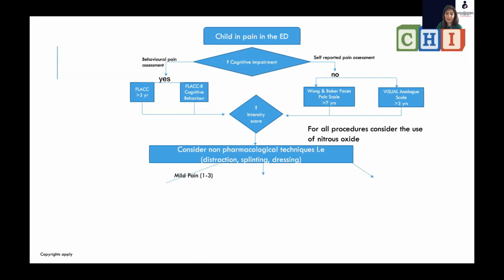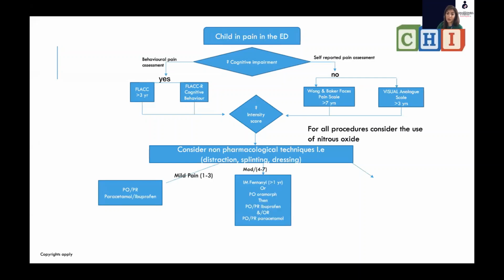So if that intensity score is mild pain, 1 to 3, then we would go for oral paracetamol and ibuprofen. If that is a moderate pain from 4 to 7 score, then we would go for IM fentanyl for any child more than 1 year of age, and then oromorph. If that did not help, then we would top that with ibuprofen or paracetamol oral.